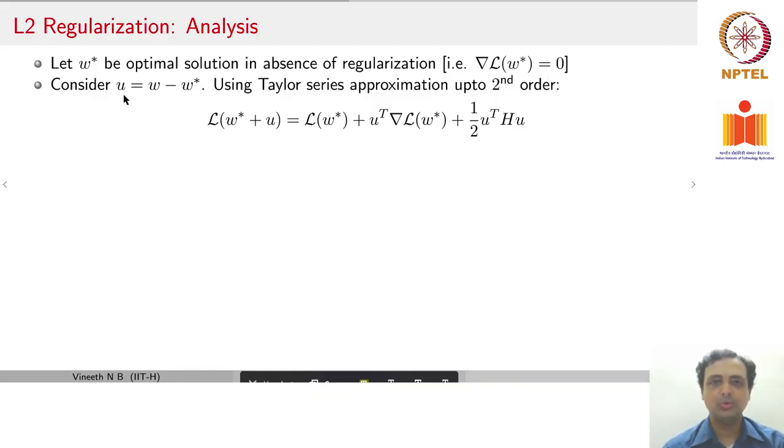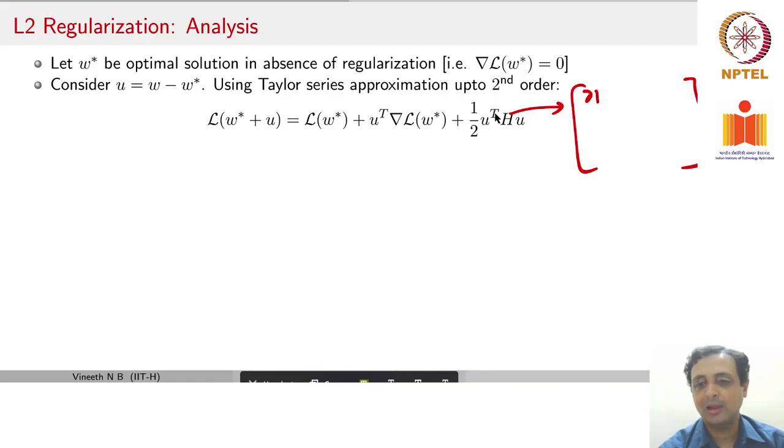Let's now consider a term U which is given by W minus W star. Let's write a Taylor series expansion of loss function at W star plus U. By Taylor series expansion, this is given by L of W star plus U transpose grad L W star plus half U transpose HU, where H is the Hessian of the loss with respect to your weights. What is the Hessian? The matrix of all second partial derivatives. So you can have matrix, H is matrix of second partial derivatives.